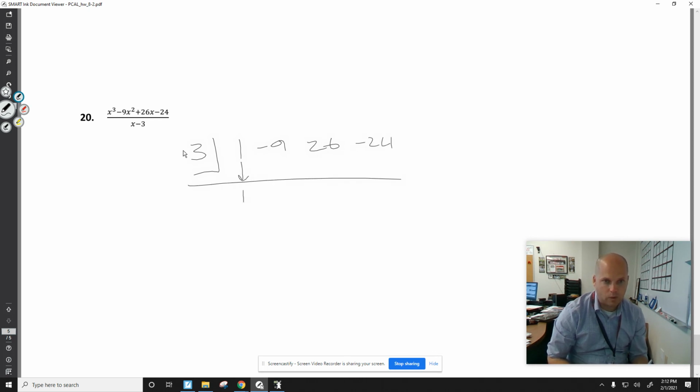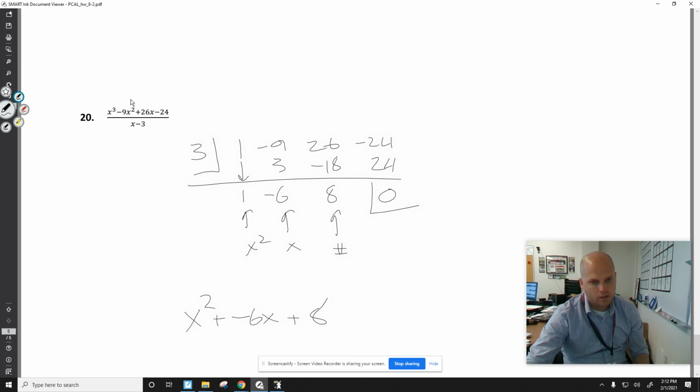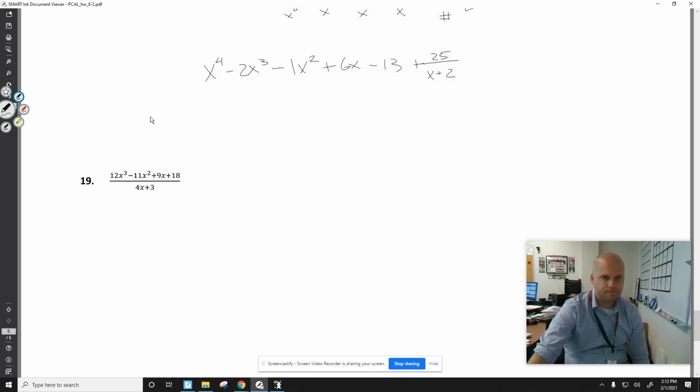Bring down the first number. Multiply. Add. Multiply. Add. 8. Multiply. Thankfully, we get 1. These are your numbers. That's your remainder. Numbers first, then x's, then keep going up, x squared. So your answer is x squared plus negative 6x plus 8. Showing me that we could probably factor this, actually. Maybe not.